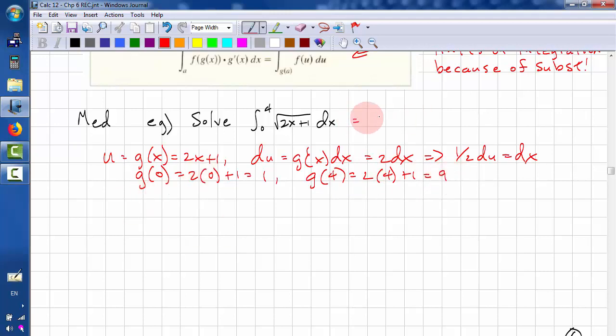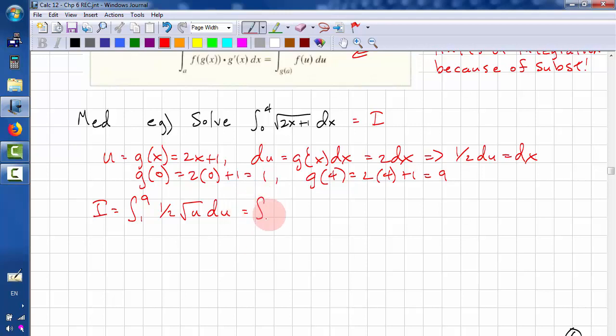Now, we can say this is I equals the integral from 1 to 9 of 1/2 square root u du. So let's just review here before we continue. We let u equals 2x plus 1, so we have square root u, and then we have to substitute dx with 1/2 du, so 1/2 and du.